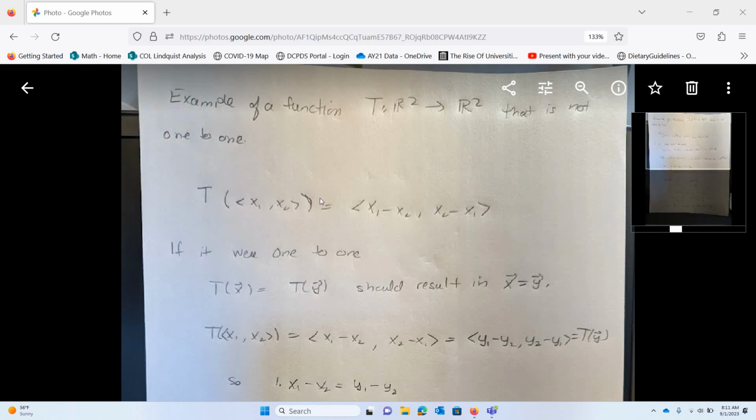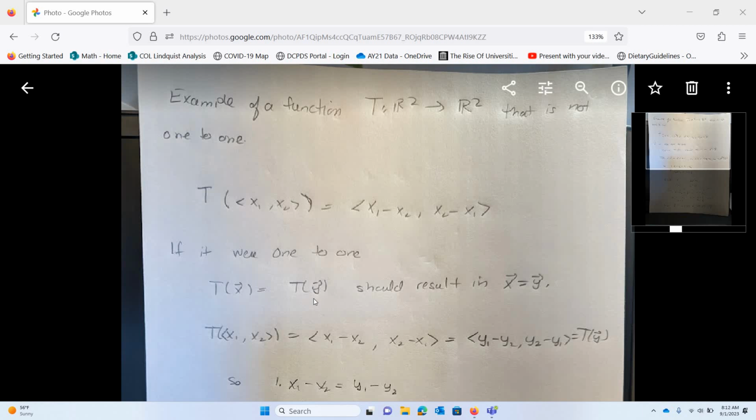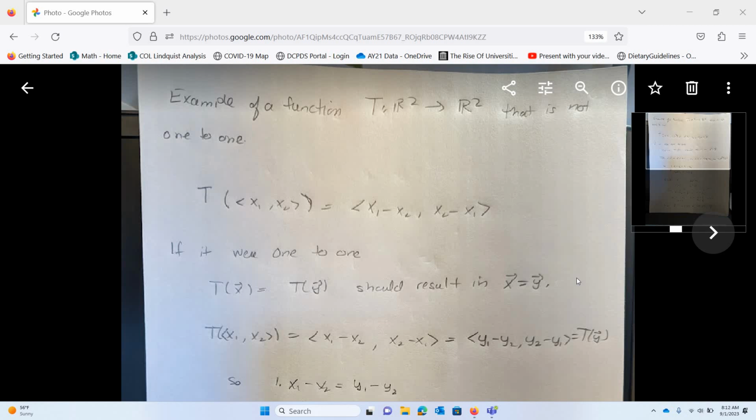x1 minus x2, x2 minus x1. So inputs are two-dimensional vectors, outputs are two-dimensional vectors. Now, I already told you it was not one-to-one, but if it were one-to-one, when T of x is equal to T of y, it should result in x equals y by definition.